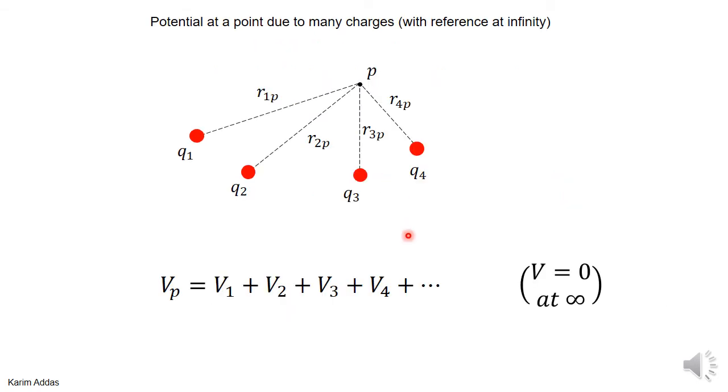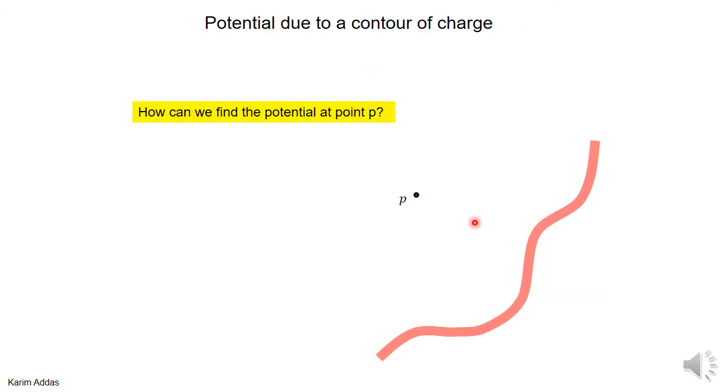So what we know is that for point charges, if you want to get the total potential at point P, you just add the potential due to charge 1 at point P, the potential due to charge 2 at point P, and so on, as if all the other charges don't exist. So when you're getting the potential due to charge 1, you're assuming all these don't exist. When you're getting the potential due to charge 2, you're assuming all those don't exist, and so on. So how would we extend that way of thinking to get the potential at a point due to a contour of charge?